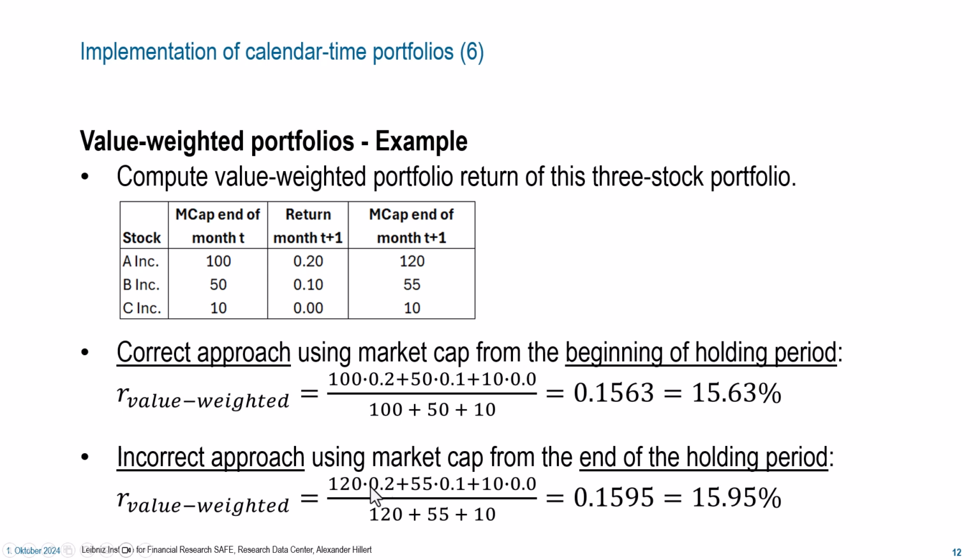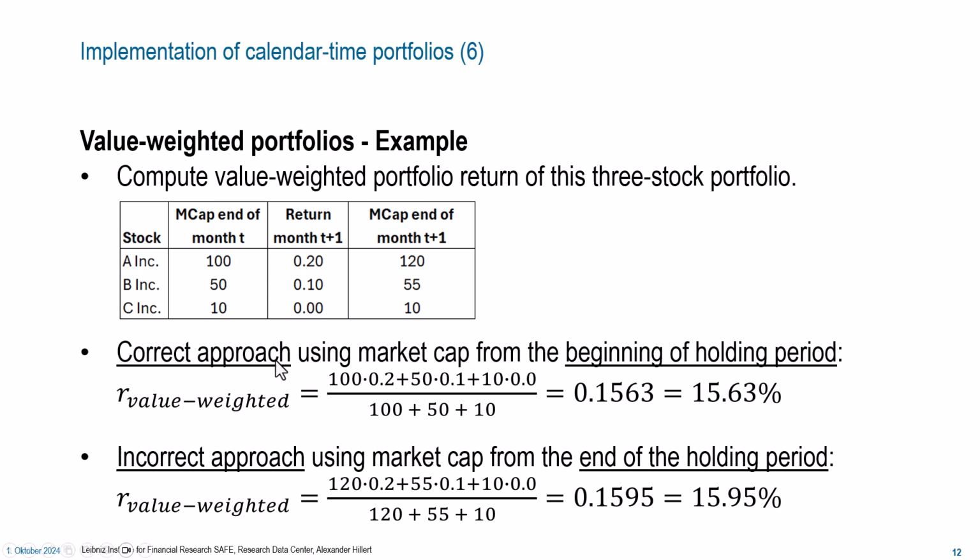So 120 times the 20% plus the 50 times the 10% plus 10 times 0%, divided by the market cap at the end of our period. It will be 185. And if you look at the return here, we get 15.95%. Okay, so we get a different number. Now, which of the two solutions is correct?